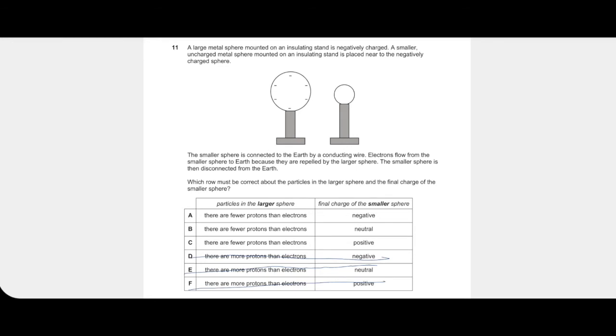And now moving on to the smaller sphere. So we know that the big sphere has an overall negative charge, and it causes the electrons on the smaller sphere to be repelled and be conducted down into the Earth. So if all the electrons are repelled off because electrons are negatively charged, that only leaves neutrons and protons. Neutrons have a neutral charge, protons have a positive charge, so therefore the answer is C. And that's question number 11 completed.